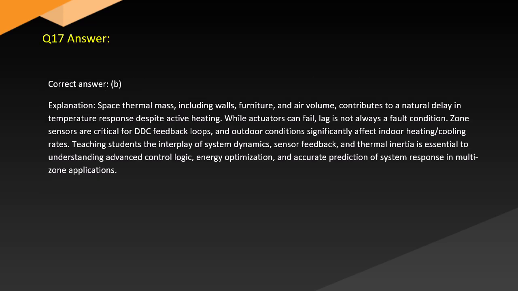Answer. Correct answer: B. Explanation. Space thermal mass, including walls, furniture, and air volume, contributes to a natural delay in temperature response despite active heating. While actuators can fail, lag is not always a fault condition. Zone sensors are critical for DDC feedback loops, and outdoor conditions significantly affect indoor heating and cooling rates.